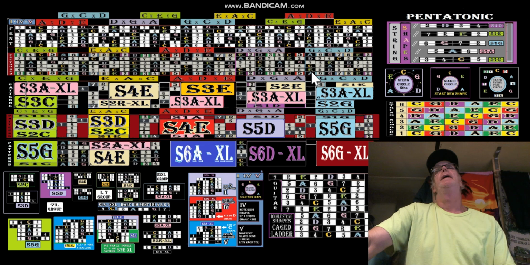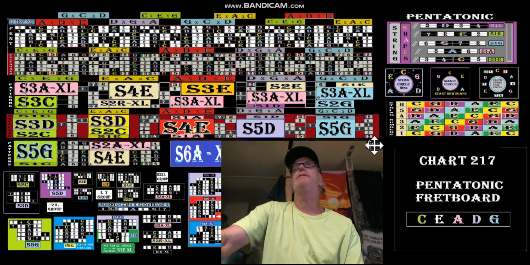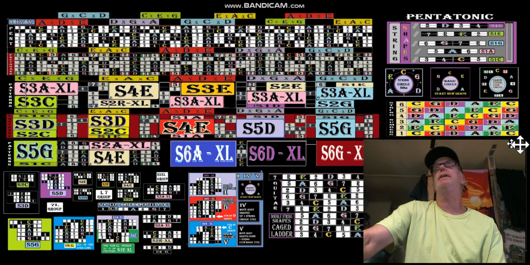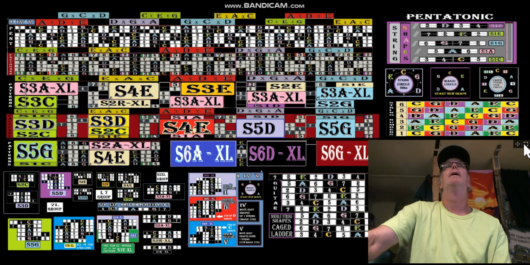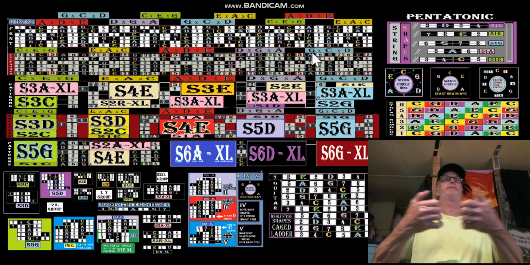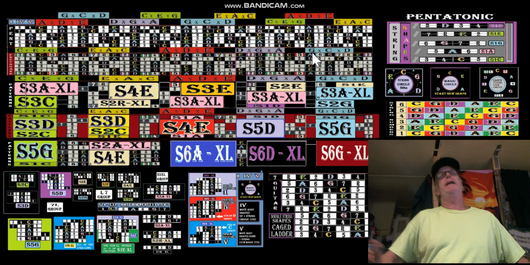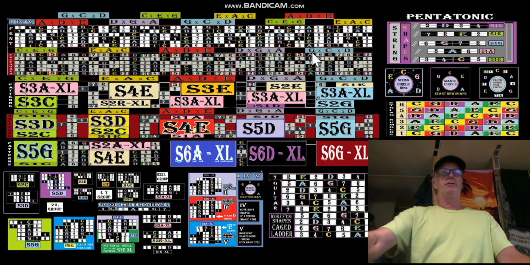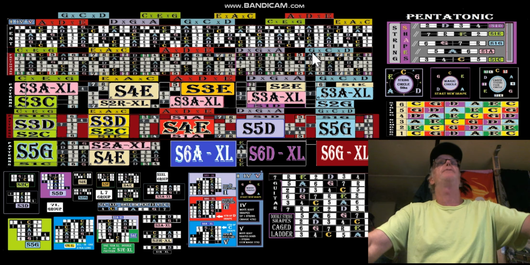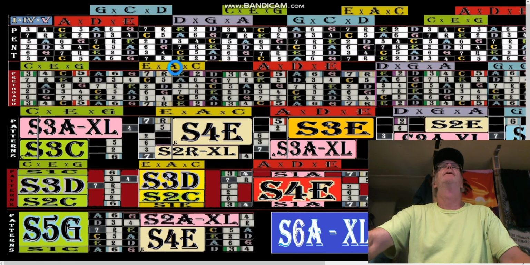Okay, here's 217 pentatonic fretboard, C, E, A, D, G. They're in long pattern fourths. Now, normal caged is in caged, but you can still go in fourths with short patterns. You can do that. Watch this.